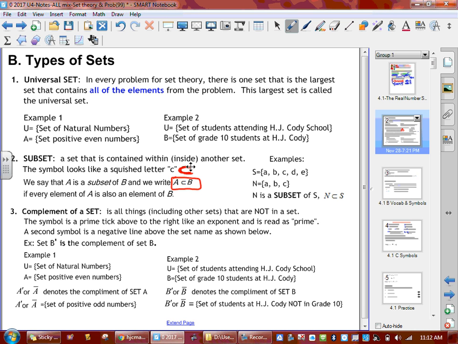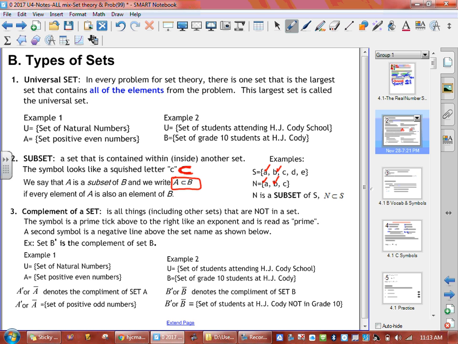A is a subset of B only if every element of A is inside B. So let's take a look at some examples over here. I have set S and set N. Are all of the letters in set N inside set S? Yes, they are. Because S has an A, N has an A.